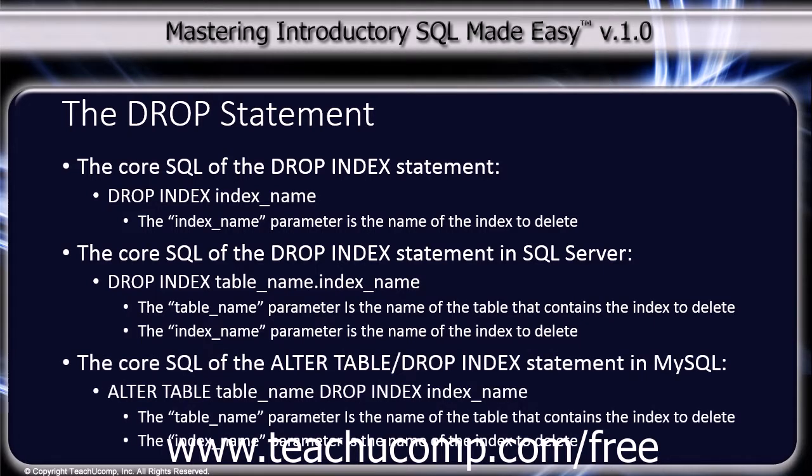Now in MySQL, the drop index statement is only used within the alter table statement. So if using MySQL, the statement would be entered as shown on screen. Note that the table name parameter is the name of the table associated with the index to delete, and the index name parameter is the name of the index to delete. So in MySQL, the core SQL of the alter table and drop index statement is simply alter table, table name parameter, drop index, index name parameter.